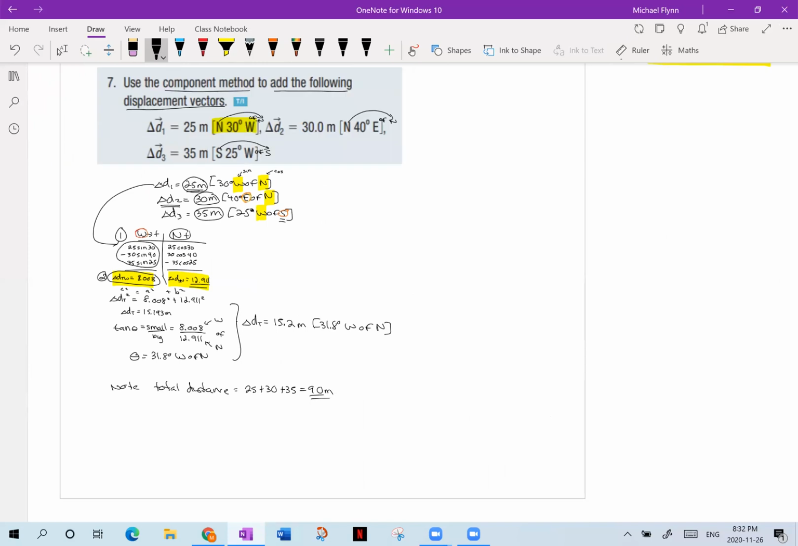There's a video explaining how to use the component method. I hope that makes sense to you. And I'm going to make actually a separate video explaining the next lesson, which is on relative motion.